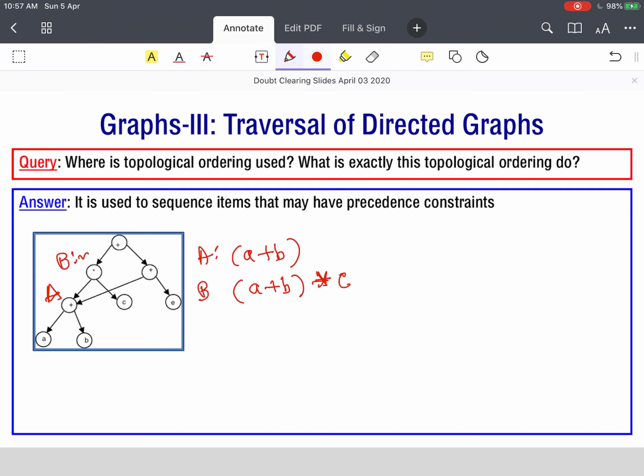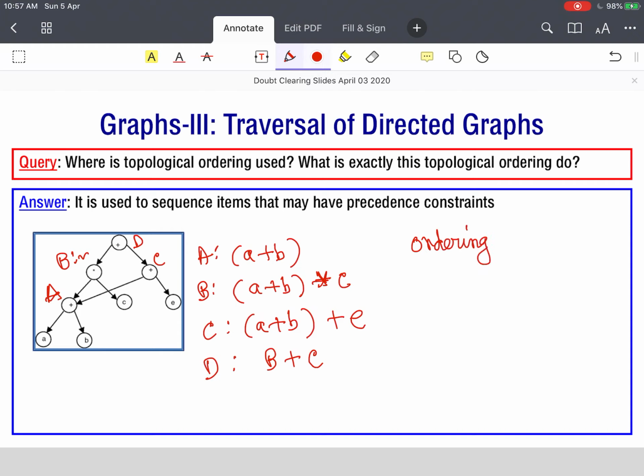So at node A, we are evaluating this. At node B, we are evaluating this. At node C, we are evaluating A plus B plus E. And at node D, we are evaluating whatever we got in B and whatever we got in C.